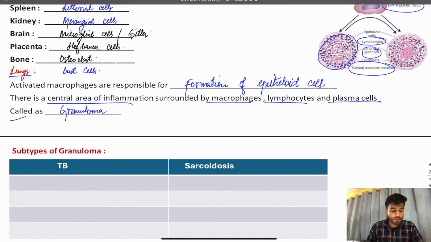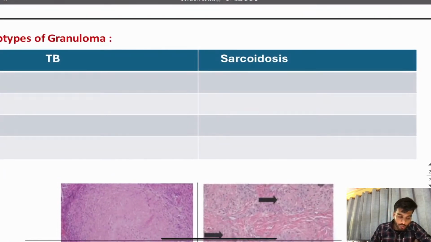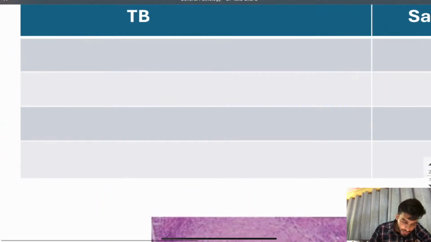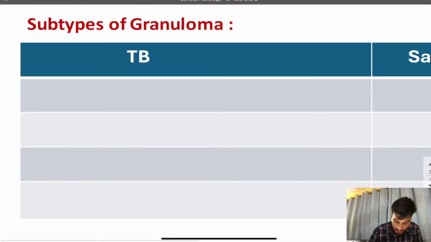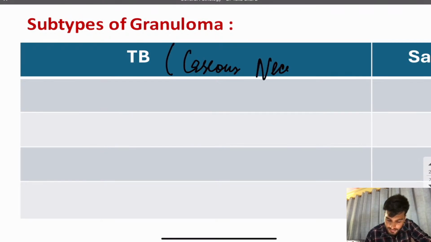Now we have subtypes of granuloma, guys. The first one is called soft granuloma, seen in case of TB, caseating granuloma. So let's write it down, guys. In TB, which type of necrosis is taking place? There is a caseous necrosis, cheese-like appearance, caseous necrosis. So write it down.